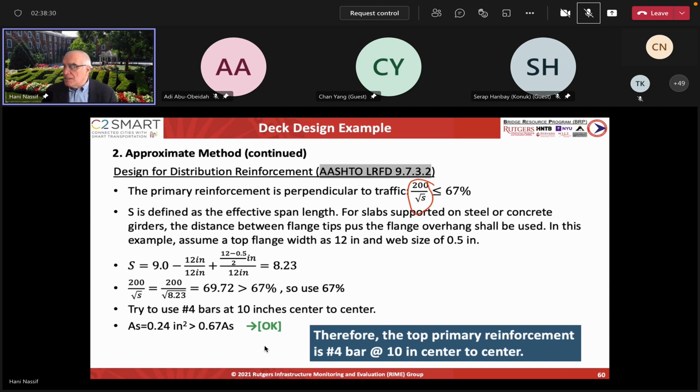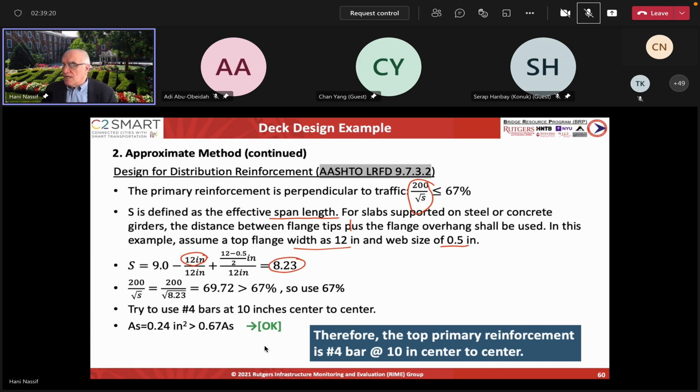So the effective span length is actually the span length between the girders, for which the slab is being designed. You will find that by looking at the spacing between the girders. I wish we had drawn a figure here to show you that, but let's read this. For slabs supported on steel or concrete girders, the distance between flange tips plus the flange overhang shall be used. In this example, assume a top flange of 12 inches and a web size of 5.5 inches. Then you will get the effective S that you need.